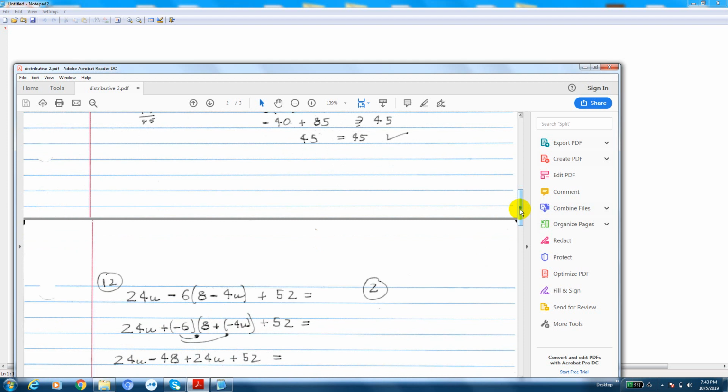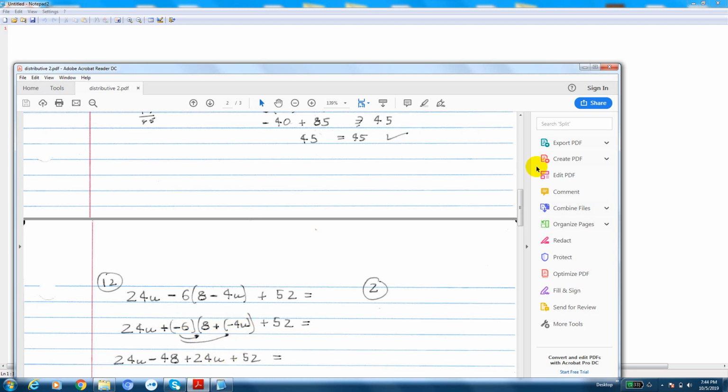Okay, once you do that, then you just distribute away. You get the 24w down there. Now you have minus 6 times 8, which is negative 48. And then you don't worry about that plus sign really, because it's just minus 6 times 8, which is negative 48. And then you do minus 6 times negative 4w. Negative 6 times negative 4w is a positive 24w.